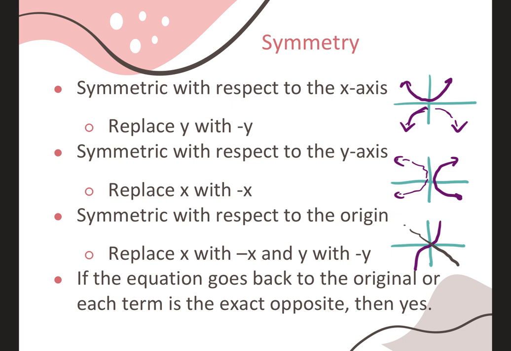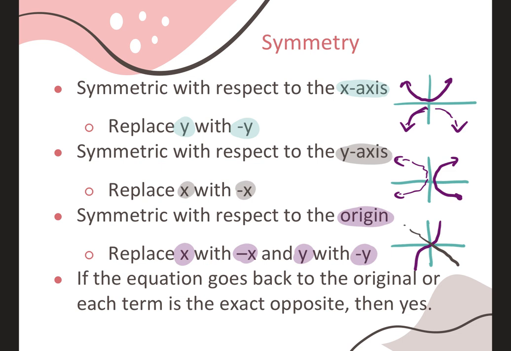So that's visually. Now let's talk about what if I don't know what the graph looks like? What if I only have the equation? The way I test it algebraically is for the x-axis symmetry, I plug a negative y in place of the y. So wherever there's a y, I plug in a negative y. If I'm testing for the y-axis symmetry, I replace x with negative x. And if I'm testing for the origin, I replace both x with negative x and y with negative y. And then in each case, after you replace them, you see if your equation simplifies.